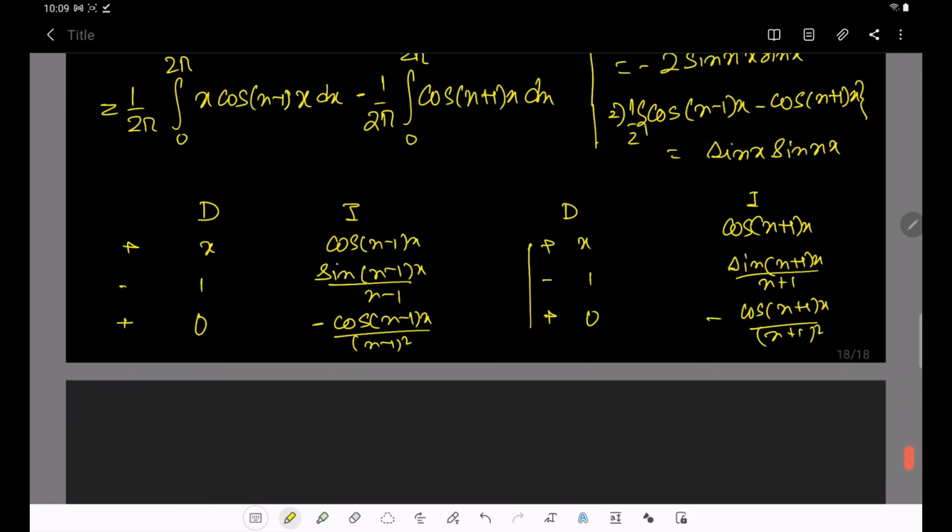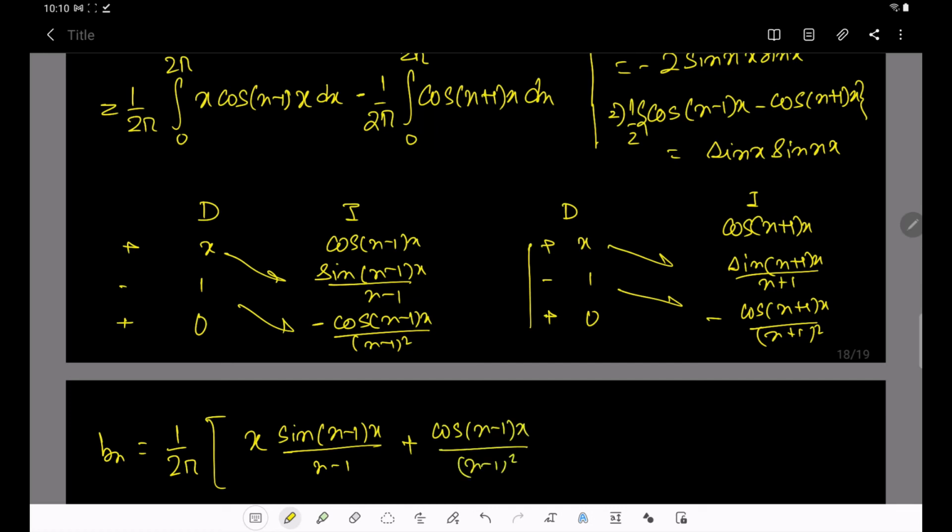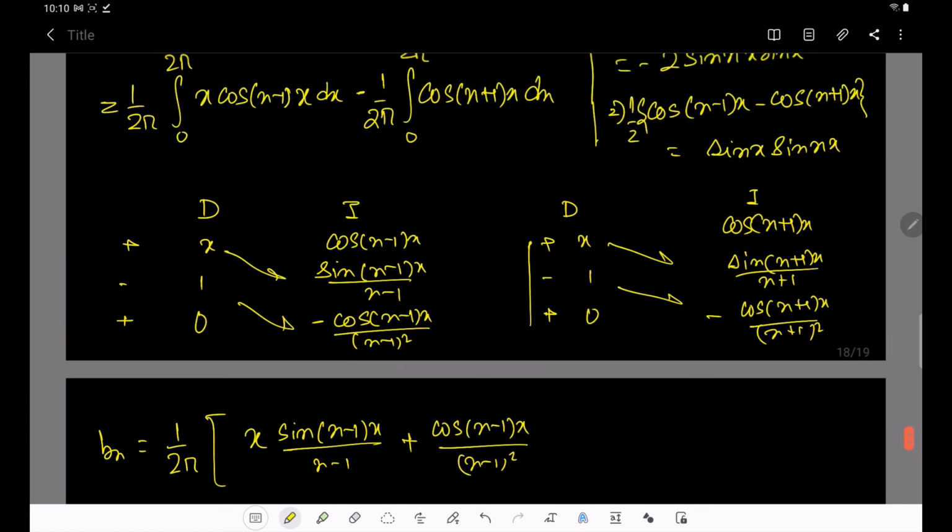So we can write that Bn is equal to ultimately 1 by 2 pi, x of sine of n minus 1 x by n minus 1 plus cos of n minus 1 x by n minus 1 whole square, and then we have to put one minus sign, and it would be x of sine of n plus 1 x by n plus 1, and that would be cos of n plus 1 x by n plus 1 whole square, 0 to 2 pi.